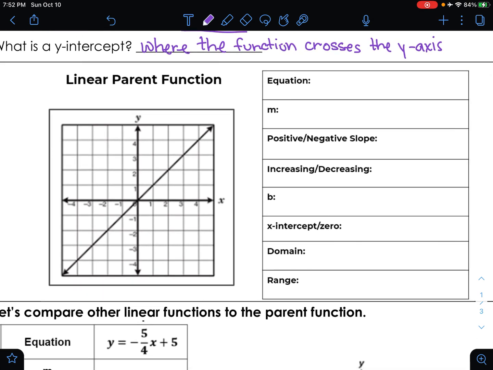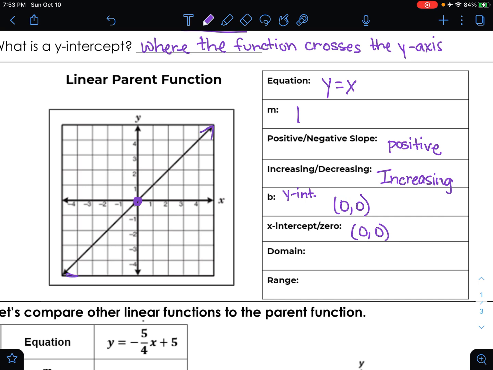So looking at the linear parent function, its graph below, we know the equation is y equals x. You need to know that. The slope of it, well, in front of the x is a number 1, so the slope is 1. It is going up from left to right, which means we have a positive slope. Since it's a positive slope, that means it is increasing. The b, remember b is our y-intercept. Its y-intercept is at 0, 0. Its x-intercept or 0 is also at 0, 0.